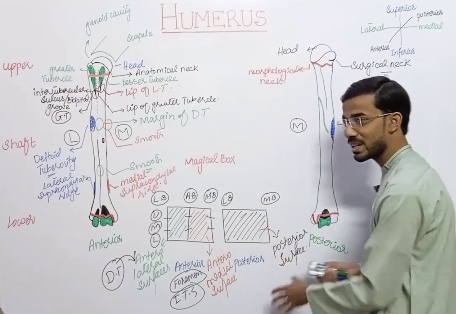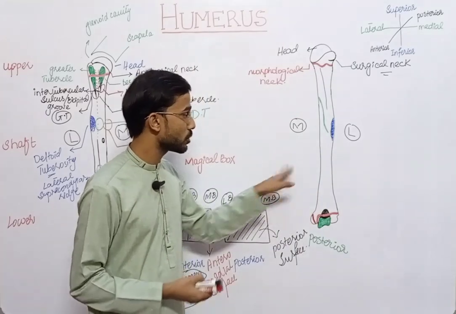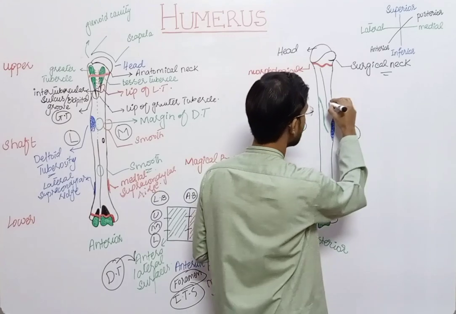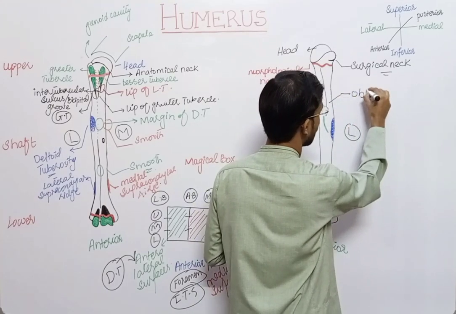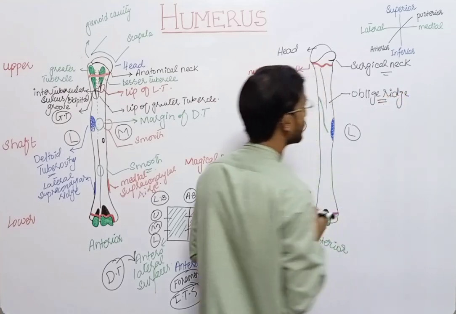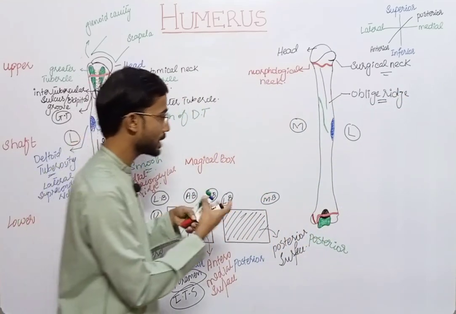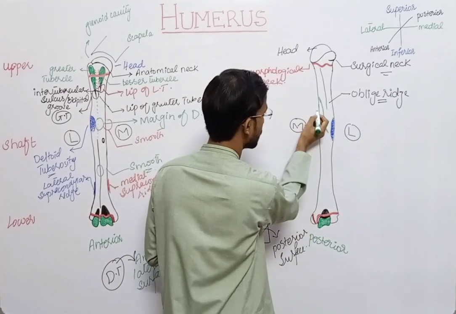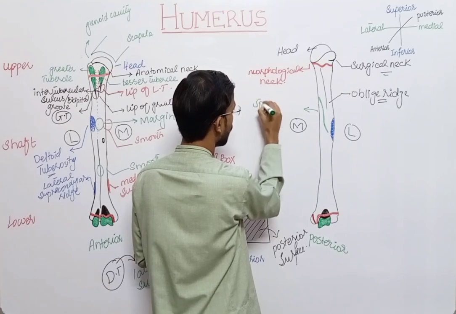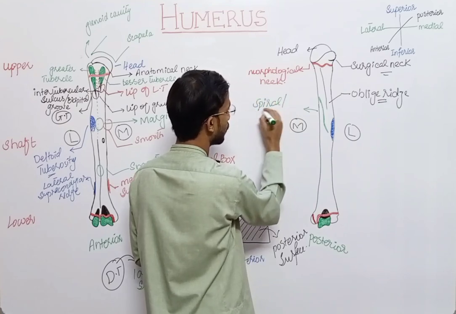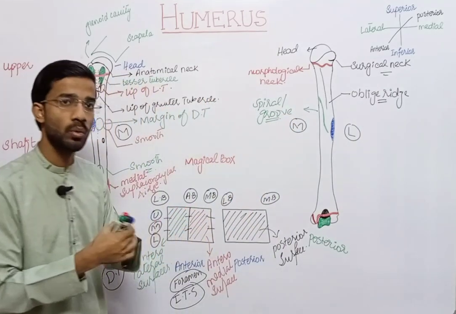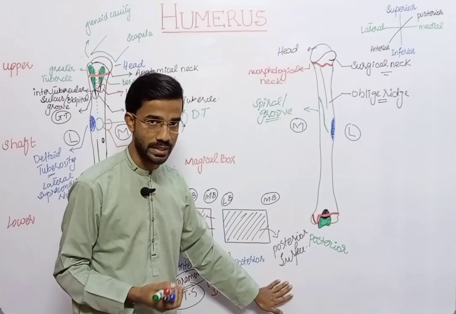But at the posterior surface, if we look at the posterior side, the important components will be, first one is the oblique ridge. This is the small projection which is present at the posterior side. And the second most important component which is present in the middle is the spiral, or you can say radial groove. So this is present at the posterior side. These two components are important in the posterior surface.